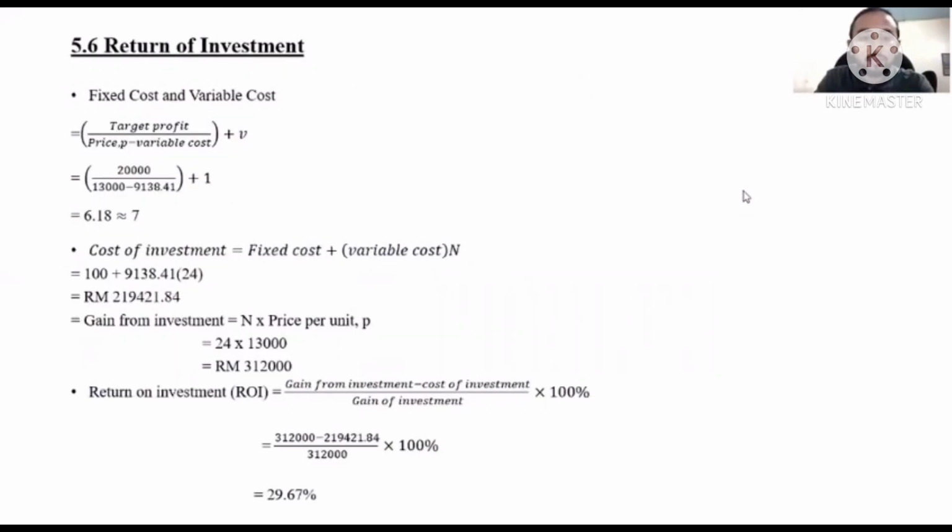Return on investment. The financial indicator used to analyze the efficiency of an investment is called return on investment, which is ROI. It seeks directly to measure the amount of return on a particular investment when compared to the investment cost. The ROI is calculated by dividing the profit or return on an investment by the cost of the investment.